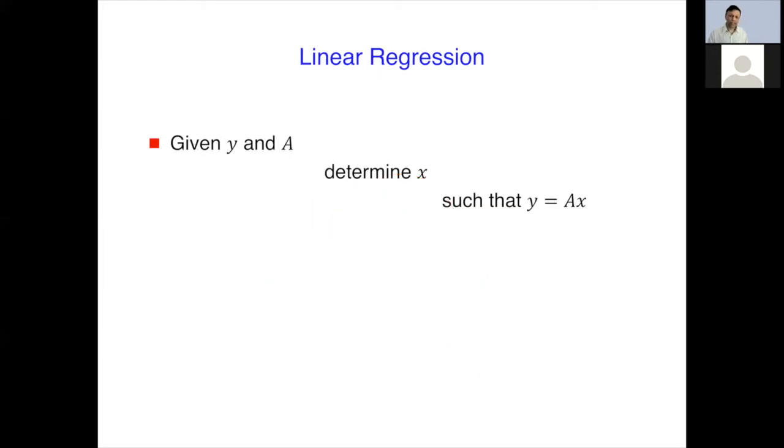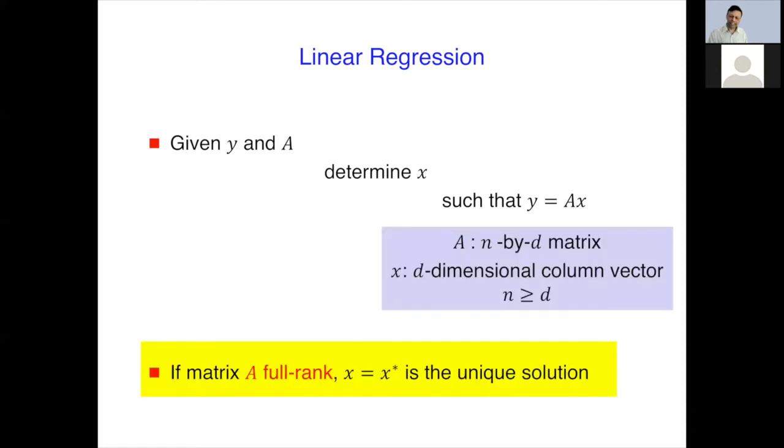So the goal for linear regression is that, given y, which is a column vector, and A, which is a matrix, determine x such that y equals Ax. This vector x is going to be a d-dimensional vector in general. In my first example, d was equal to 2, and we will view that as a column vector generally. And so A is a matrix with some number of rows, let's say n rows and d columns.